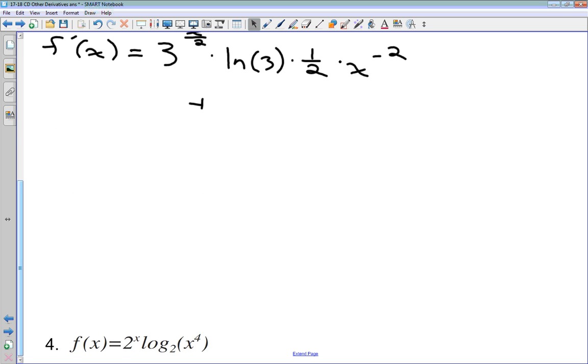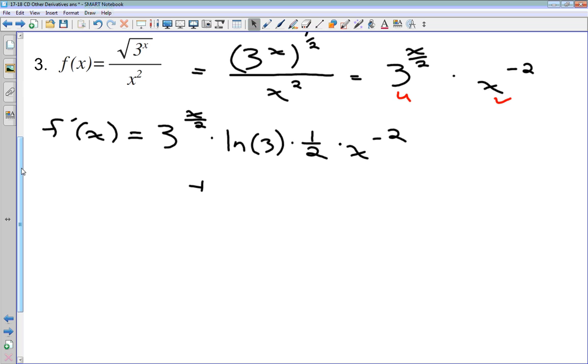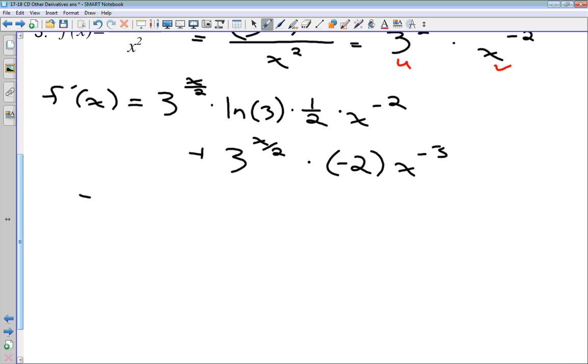To this, we should add, we need our original function u, so 3 to the x over 2 times the derivative of v. So x to the negative 2, we bring down the negative 2, and make it x to the negative 3. And there's our derivative. Now, exponential derivatives, we can almost always factor these, because we're going to have a 3 to the x over 2, which is common to both of these terms. So we could factor that out.